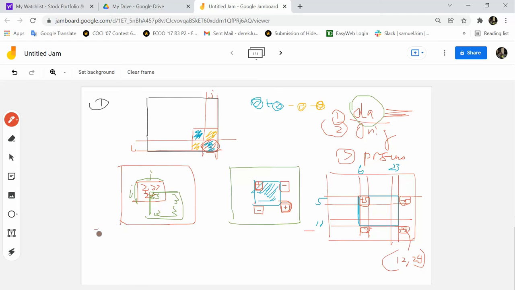Second one, after all this is done, we want to build the original back.